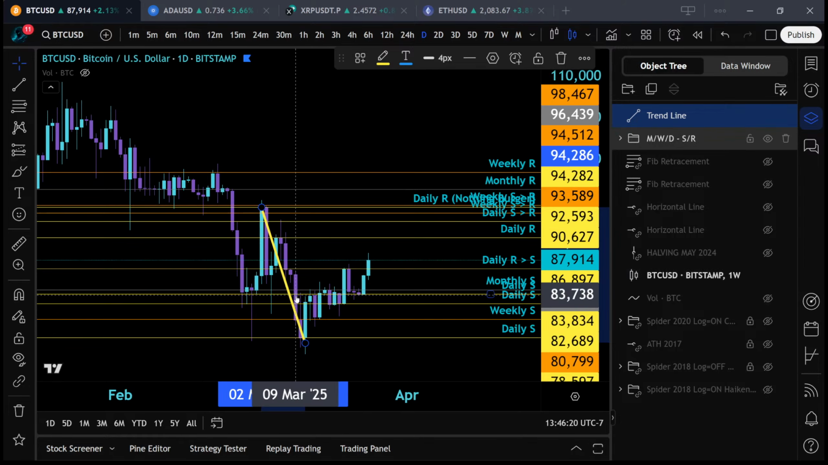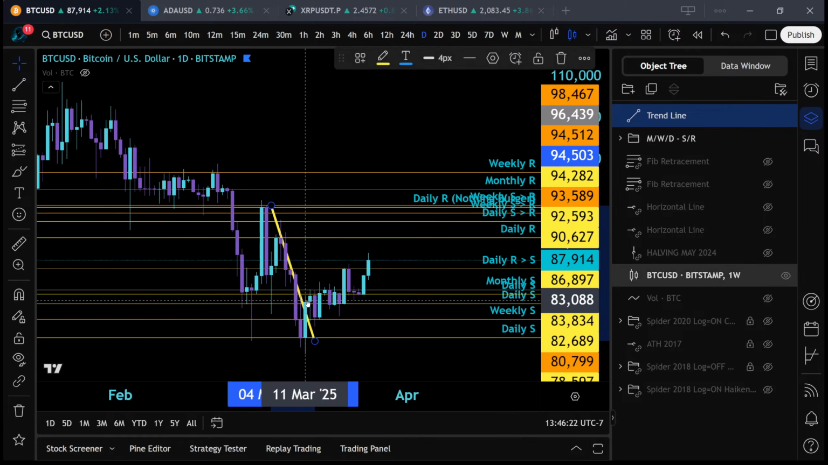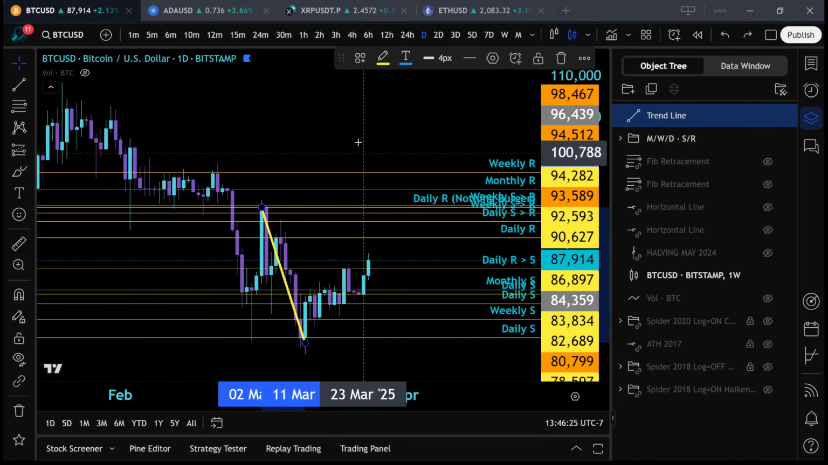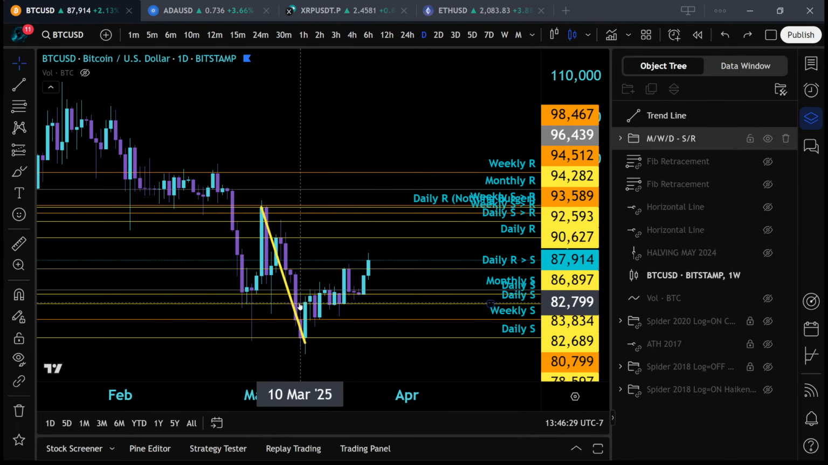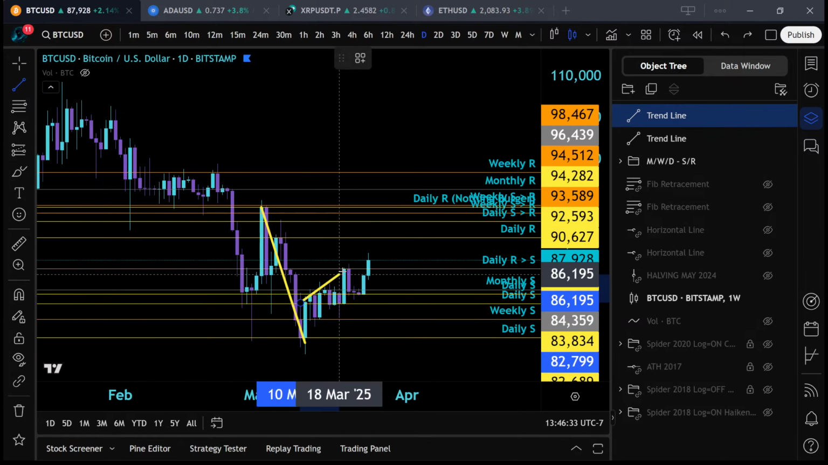So anyways, let's mark this out. Oops. It's not what I wanted to do, TradingView. TradingView doesn't like me, by the way. So let's do this again. Let's get our line tool out and draw another line right here.